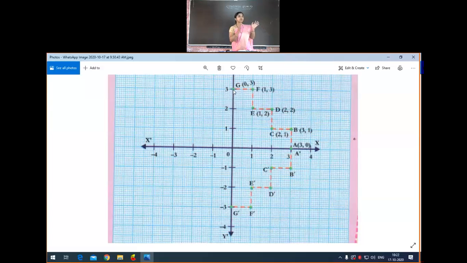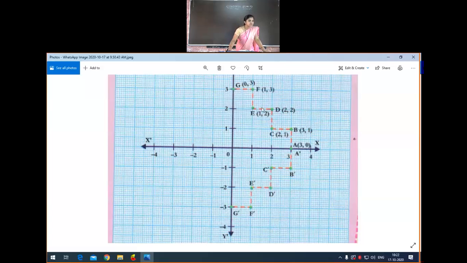See, if any one abscissa or ordinate is 0, then the point must lie on the axis itself. Either x-axis or y-axis. It depends upon the value. If x value is 0, then the point obtained lies on the y-axis. If y value is 0, then the point lies on the x-axis.